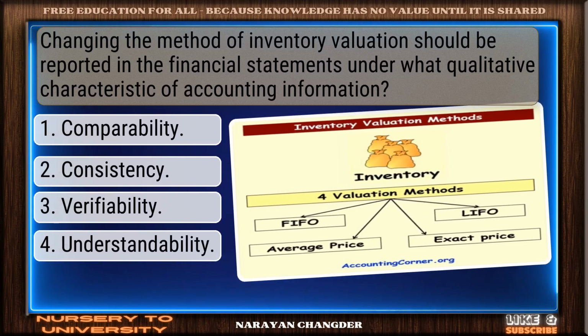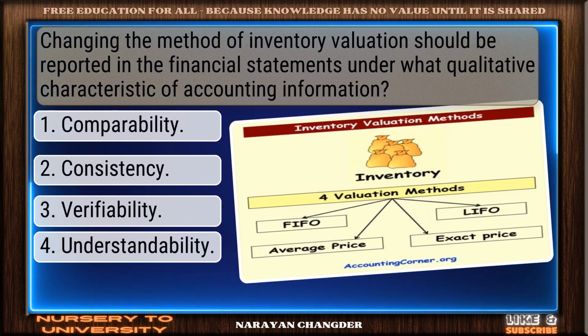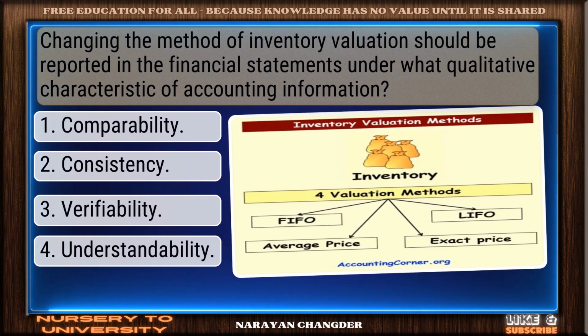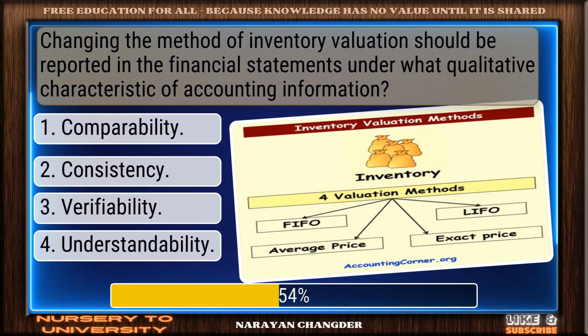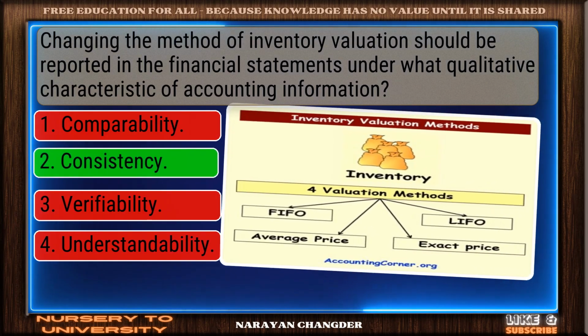Changing the method of inventory valuation should be reported in the financial statements under what qualitative characteristic of accounting information? Smart pick. Consistency is the correct choice.